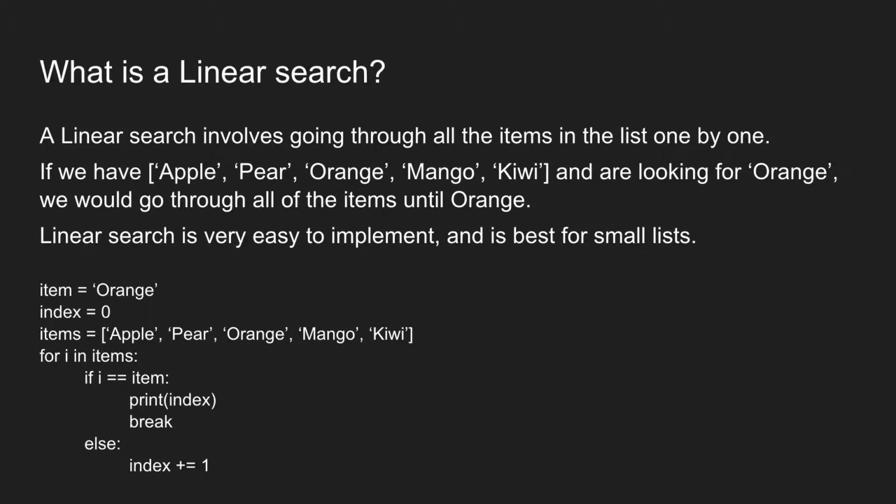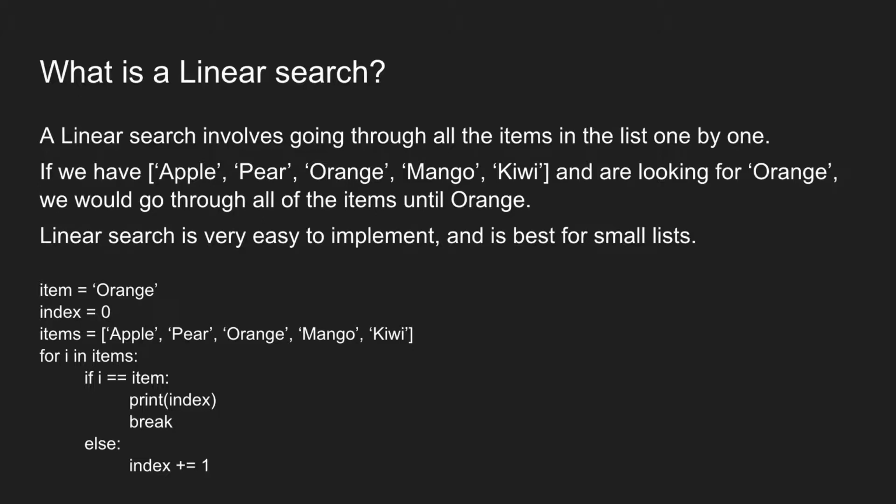So here's an example. If we have the item of orange and we have the index set to 0, then we can say for i in items of apple, pear, orange, mango, kiwi, if the item that we have is the item, we're going to print the index that we have out, and otherwise we're just going to increase the index by 1. So in this case, if we had our item as apple, which we don't, it would just go straight to printing the index of 0.